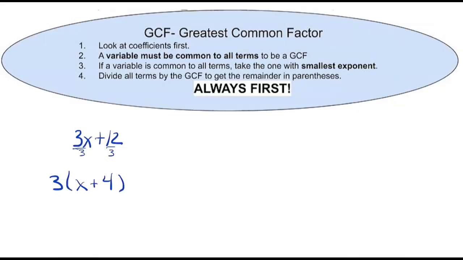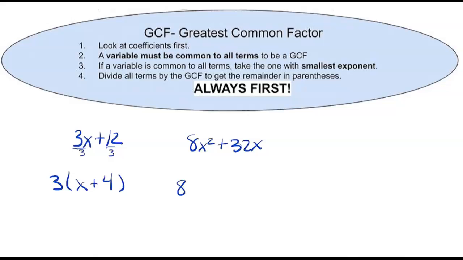So let's look at another one. I have 8x squared plus 32x. I start with the numbers, the coefficients. I have an 8 and a 32. Which one should I do? Okay, think 8. 8 goes into 32, so I'm going to go ahead and take the 8 out. I'm going to look at my variables. I have an x squared and an x.